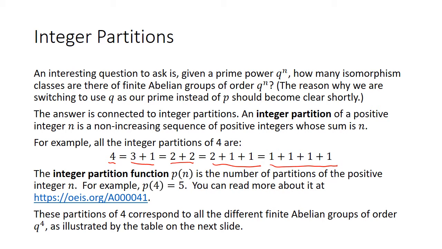So anyway, why are we talking about these integer partitions? Well, these partitions of 4 actually correspond to all of the different finite abelian groups of order q to the 4. Let's look at the table on the next slide that will show you that.